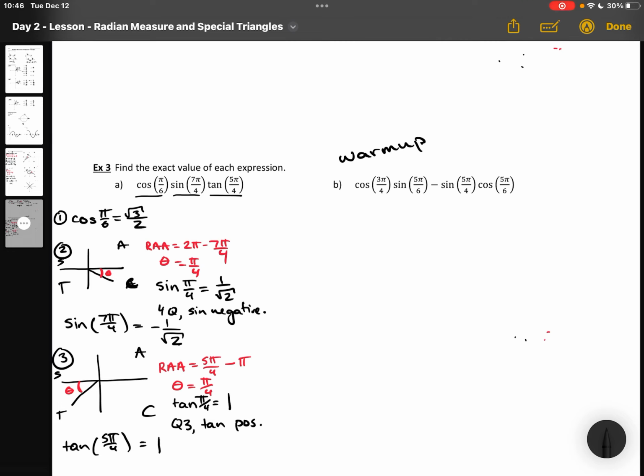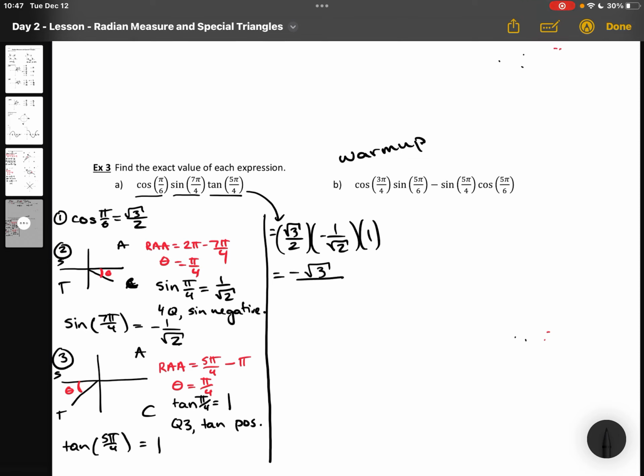So now the last thing that I have to do, I'll sort of draw a line so it organizes a little bit better, is I'm going to multiply those 3 values together, because that is going to give me the exact value of my expression. So I've got root 3 over 2 times negative 1 over root 2 times 1, which is going to leave me with minus root 3 over 2 root 2.